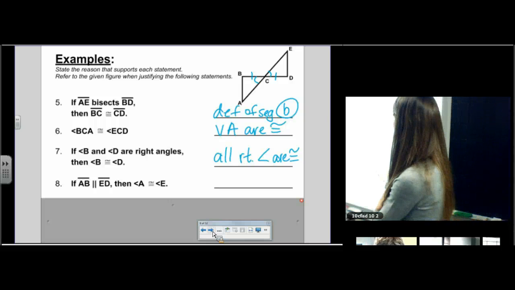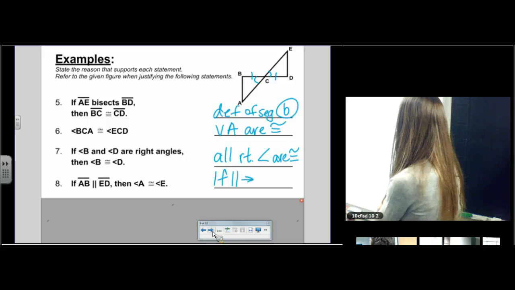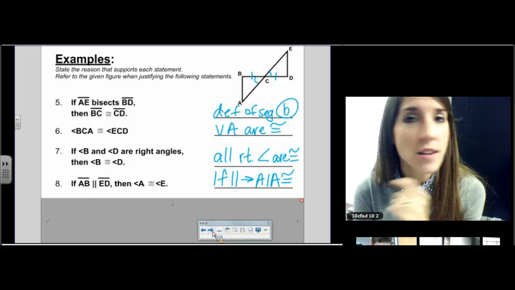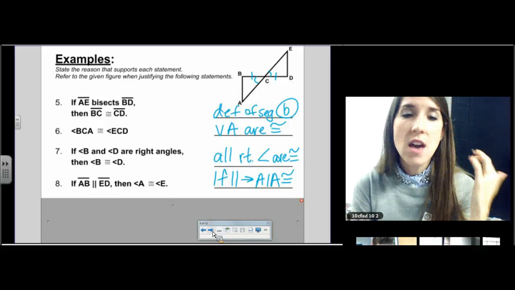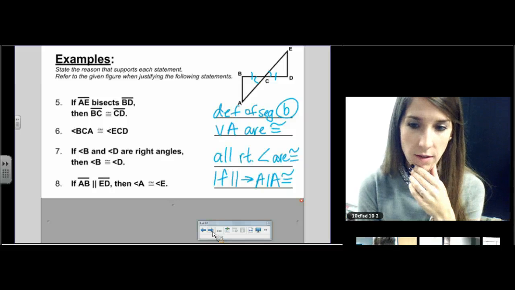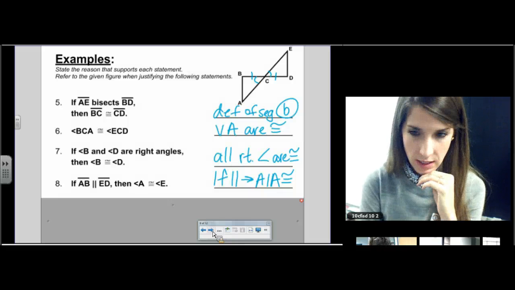So you're allowed to write, if parallel, then AIA congruent. But you have to write it just like that. Can you just put AIA? No, you can't. You have to state the hypothesis and the conclusion. If two lines are parallel, then alternate interior angles are congruent. If parallel, then alternate interior angles are congruent.